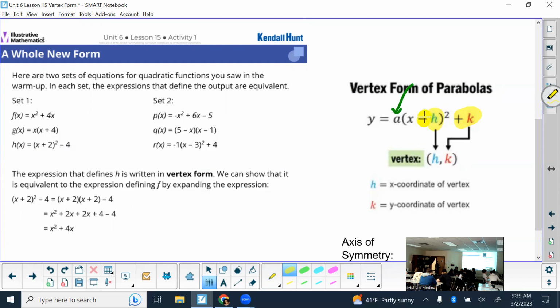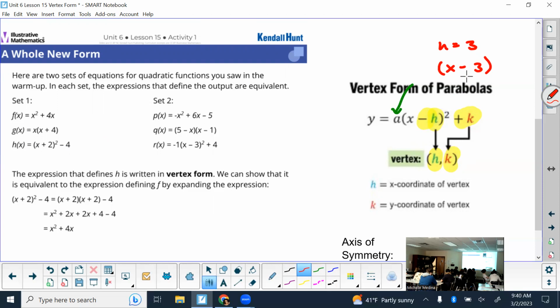Now notice the signs on each of them. The h in the equation is negative. So if my h for the problem is 3, all right, when I plug it into here, it's going to look like this. So we're just plugging it straight into there. But it's still a positive 3 that I've plugged in.